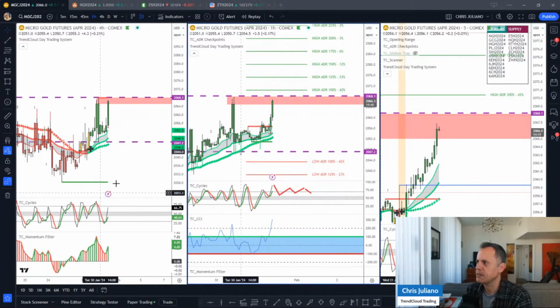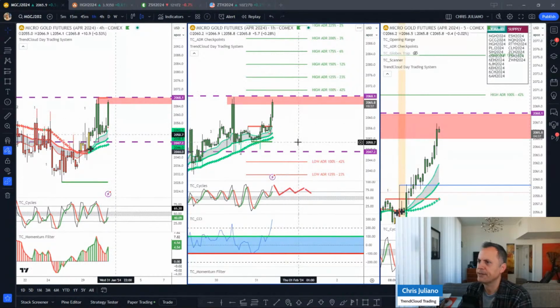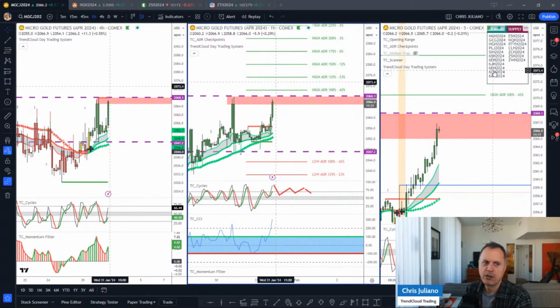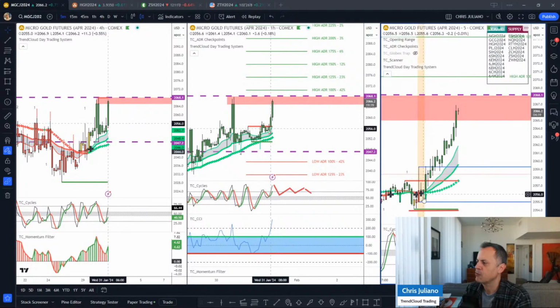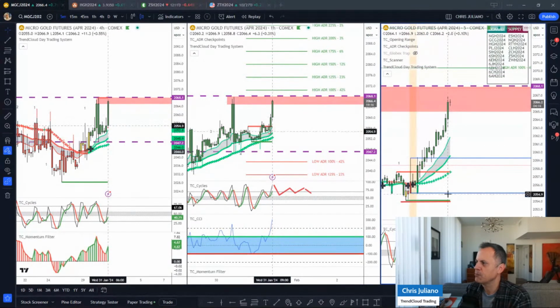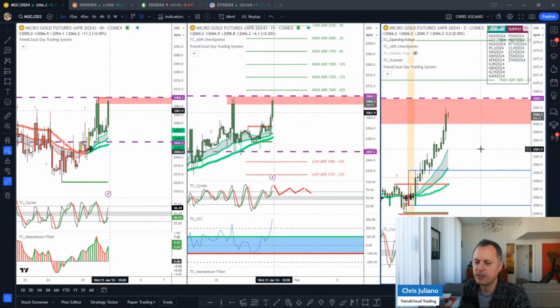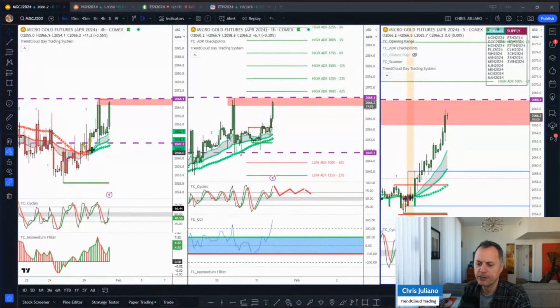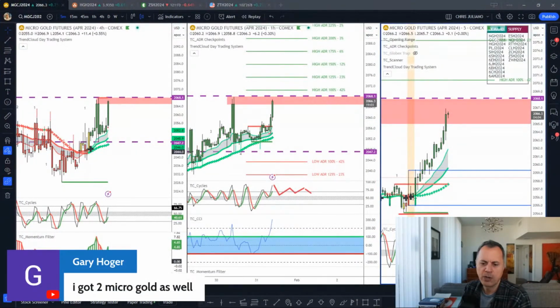Well, we'll see here what happens. And market sentiment was to the upside today, right? Because here we are. Market sentiment to the upside. There it is. Gold is right in there. And there's your signal. Wow, never pulled back. So I think this is 2 micro gold as well. Oh, nice. Gary got into micro gold as well.